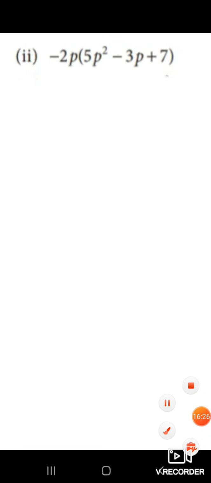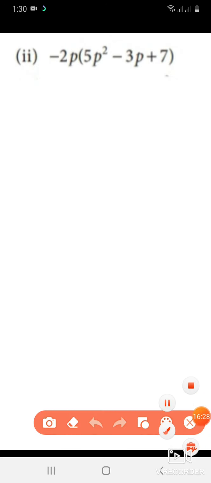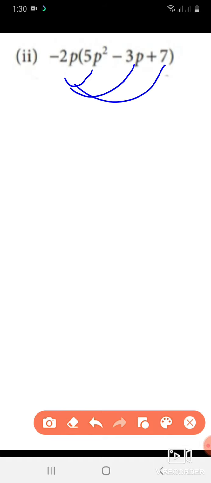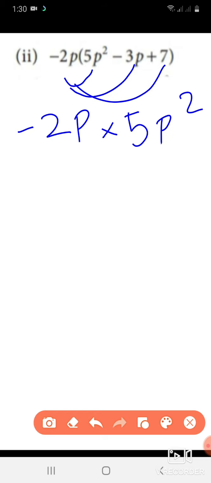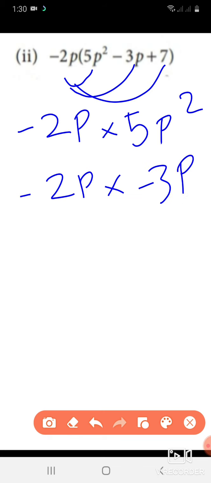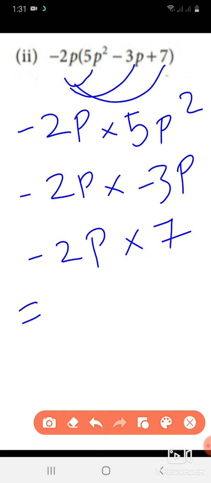Okay, next problem. Minus 2p into 5p square minus 3p plus 7. Okay, shall we multiply? Yes. First we have to multiply this minus 2p with 5p square. Next term minus 2p into minus 3p. Next term minus 2p into 7. So we are getting 3 terms.